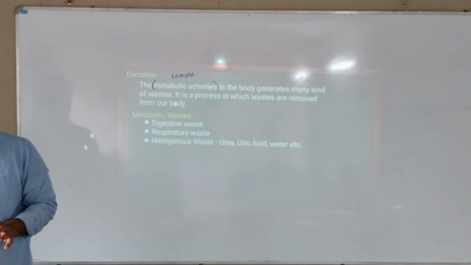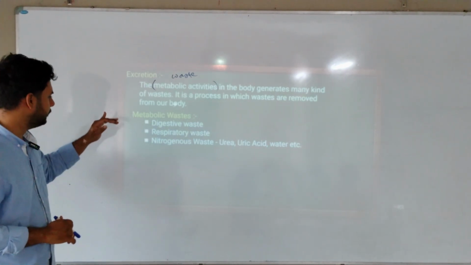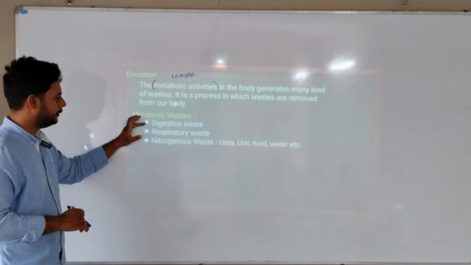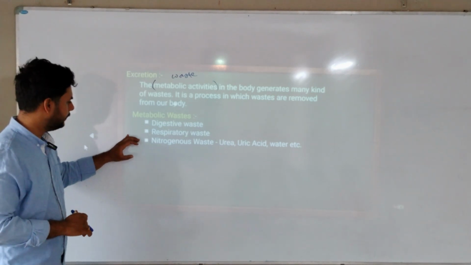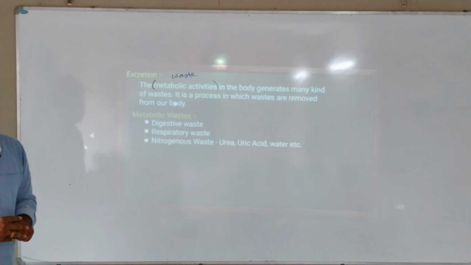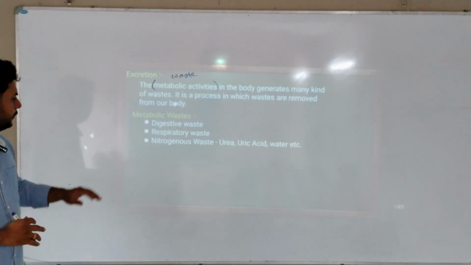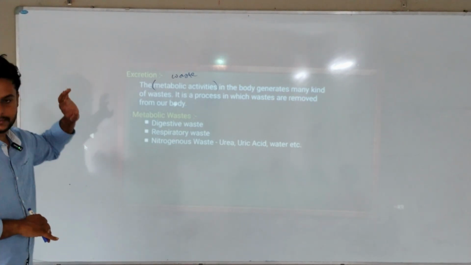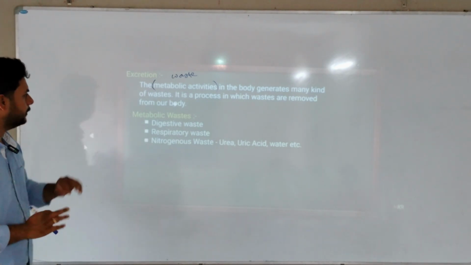Any doubts? Okay. So here we will study 3 types. First, digestive waste, respiratory waste, and last, nitrogenous waste: urea, uric acid, water. So the chapter is divided into 3 types. These 3 come under what? Metabolic waste, excretion. First we'll take digestive waste. Next page.